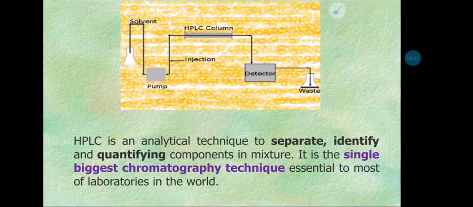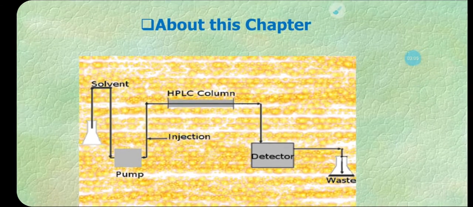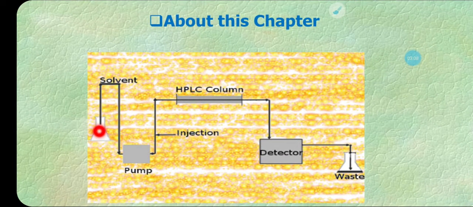About this chapter, this is a schematic representation of a simple HPLC. This is the solvent reservoir. In all chromatographic techniques there are two basic concepts, that is stationary phase and mobile phase. Mobile phases are the different solvents we can use. So in this schematic representation, this solvent, that means mobile phase, is pumped through the high pressure pump.